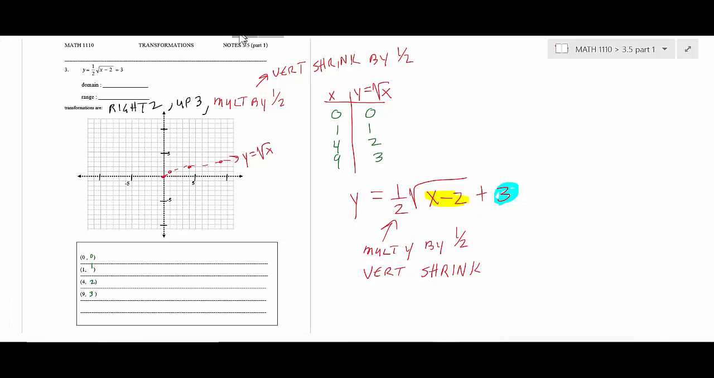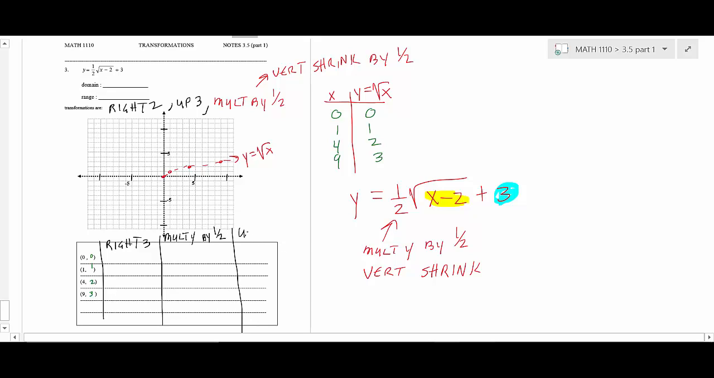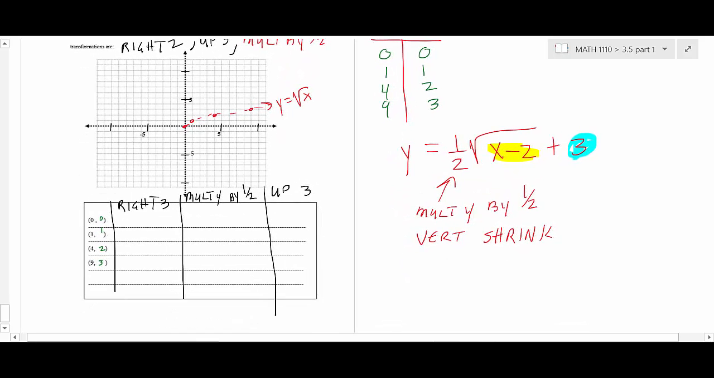So when we do our chart, we're going to do this like this. The very first thing we're going to do is take all these points to the right 2. Then we're going to multiply all of the y's by 1/2. That's going to shrink it. And then finally at the end, we're going to bring everything up 3. So do it in that order when you do your points. Thank you. We go up 3, but right 2.